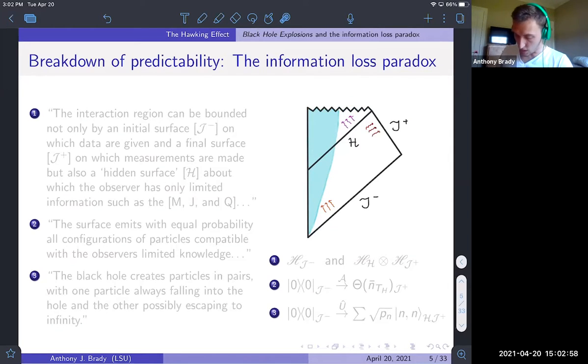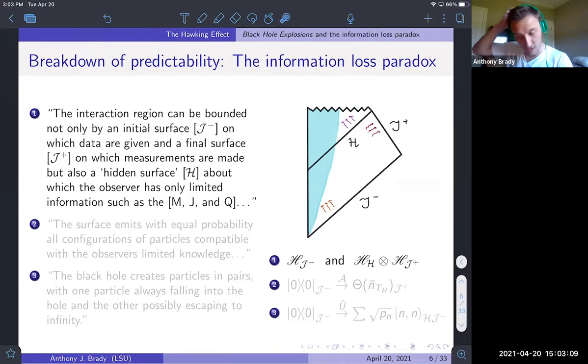Okay, so I'm going to try to go through these quotes and align with some notion of why there's some information loss or some puzzle going on. Firstly, the interaction region can be bounded not only by an initial surface, this is the scry minus that I said before, on which data are given. So for example, an initial quantum field given on here, and that will be represented by this Hilbert space, which has this index with scry minus. And not only bounded by an initial surface on which data are given and a final surface, scry plus. This is the final surface associated with the observer's exterior to the black hole, on which measurements are made, but also a hidden surface, H, this is the horizon, about which the observers have only limited knowledge, such as the mass, angular momentum, and charge.